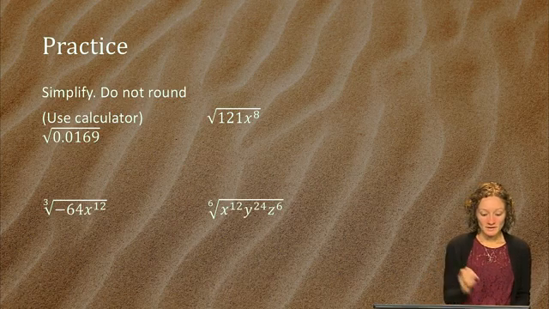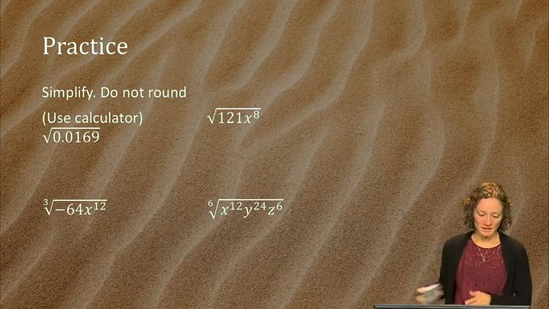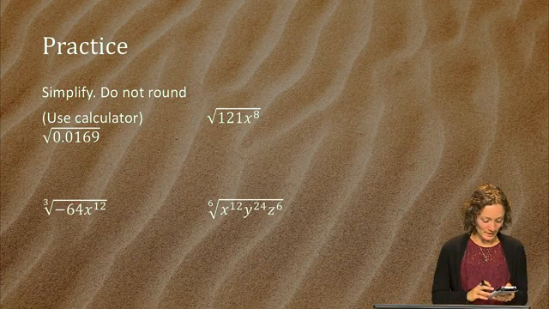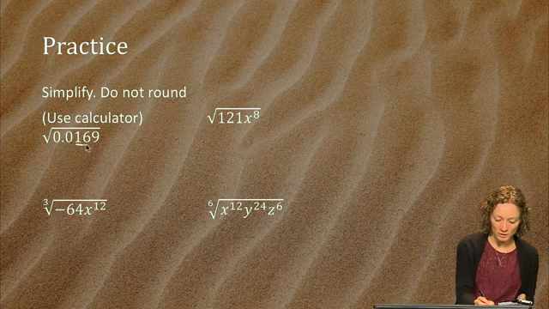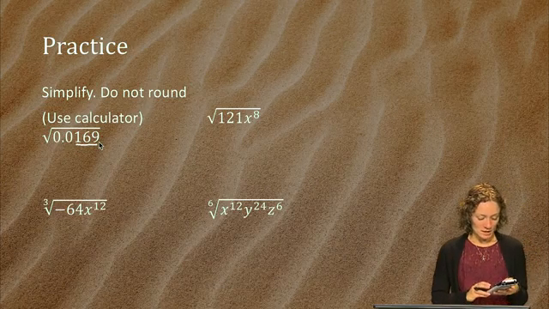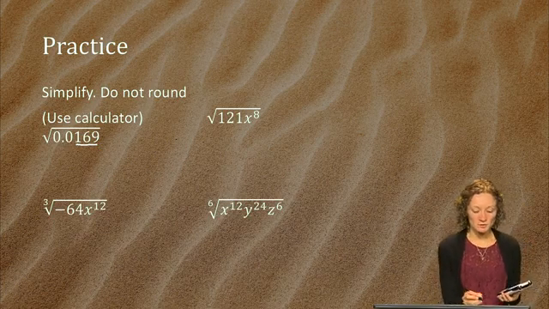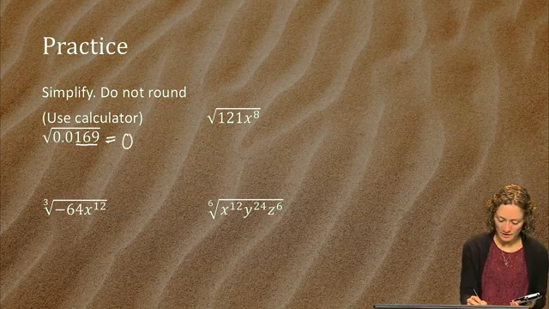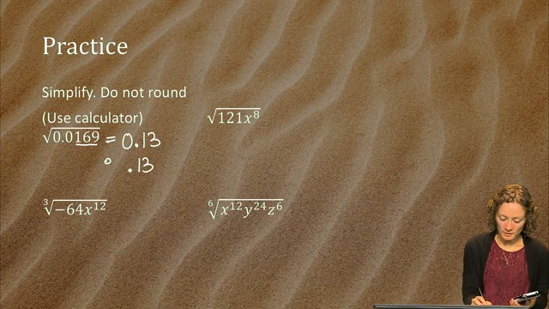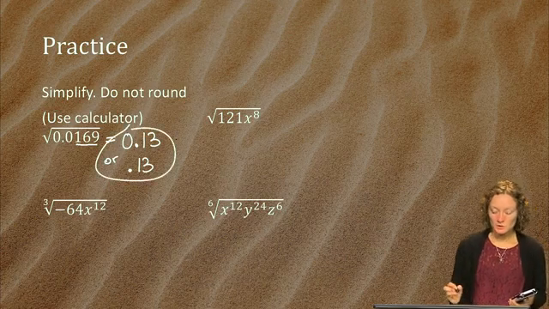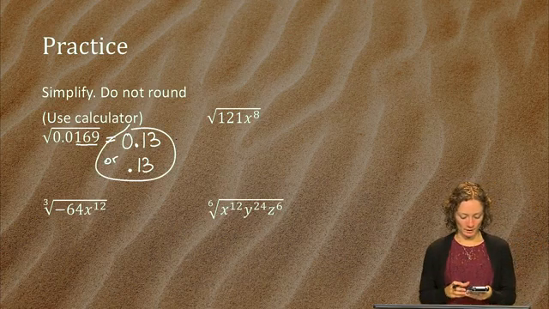Okay. All right, so the first question, if you type in the calculator, you may recognize the end piece, the 169, as a perfect square. Maybe not. The square root of just 169 is 13, so it's no surprise that when you type this in the calculator, you get 0.13 or just .13. No rhyme or reason on why you should put either one.